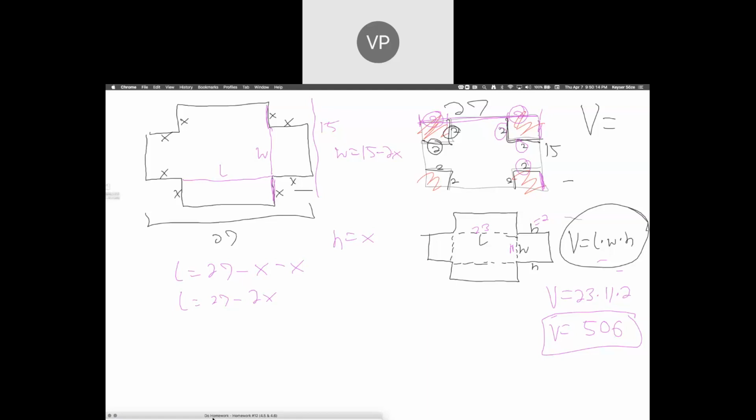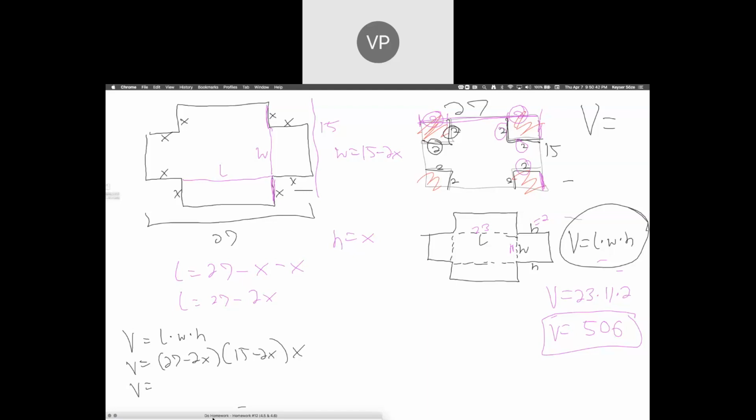So now, after all that, I can take this equation right here: length times width times height. And, excuse me, I'm going to replace it with all these values we found. L is going to be 27 minus 2x. W is going to be 15 minus 2x. And the height is going to be just plain x. So this is my volume equation.